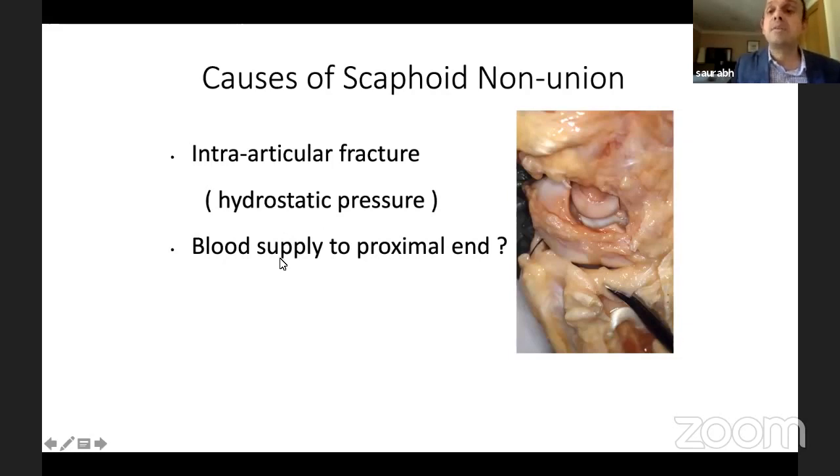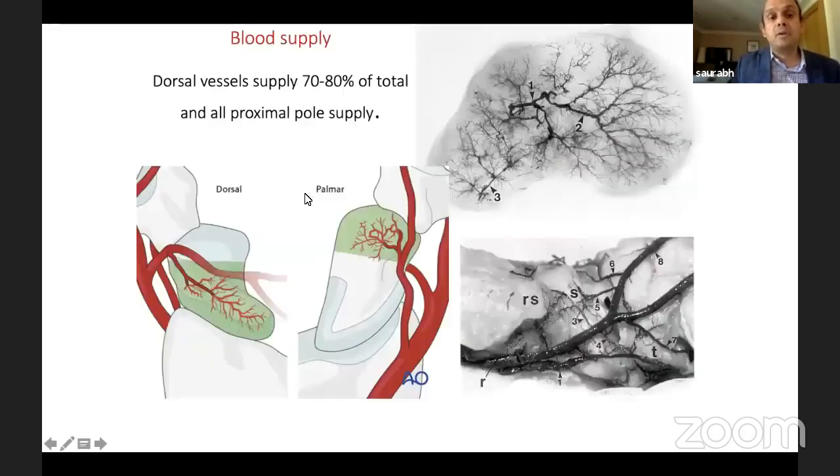Blood supply. That's another question they can ask you. Blood supply to scaphoid and intra-articular pressure, which we have discussed. So blood supply, you need to know dorsal vessels. Your radial artery, once it goes dorsal, it'll give a dorsal carpal branch. That dorsal carpal branch is the sole supply to proximal pole, and almost 70-80% of the total scaphoid is supplied by the dorsal carpal branch.